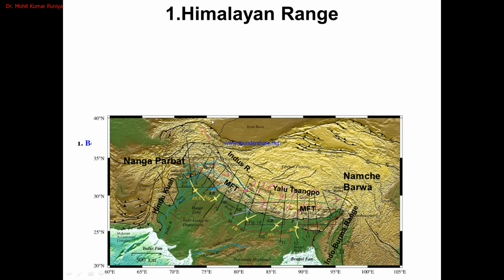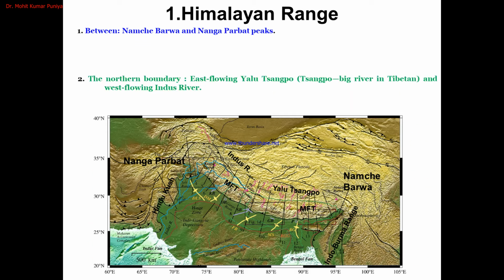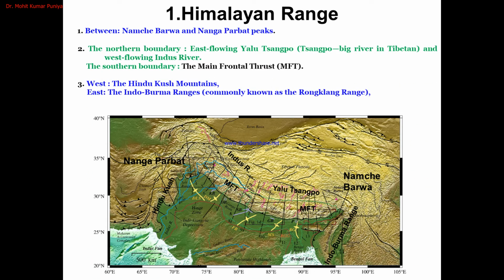So let's start with the Himalayan range. We can divide the Himalayan range from northwest to northeast, and it lies between Namcha Barwa in the eastern part and Nanga Parbat in the western part. The northern boundary is marked by the Yarlung Tsangpo river that flows along the strike of the Himalaya and enters the Indian territory through Arunachal Pradesh, where it is known as the Brahmaputra river.